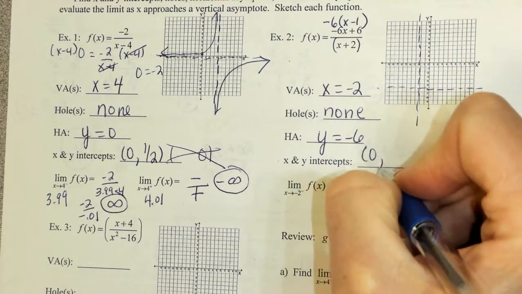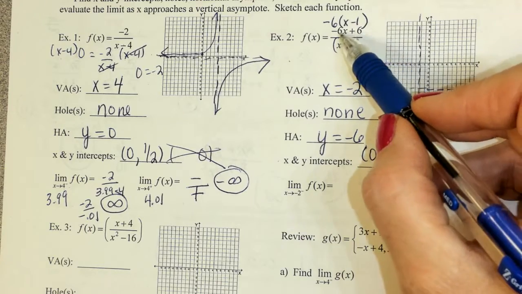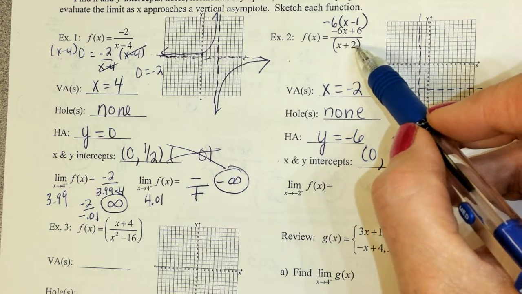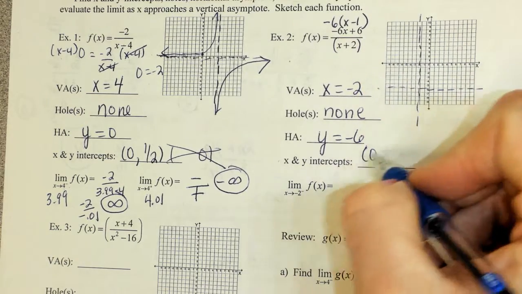I'm going to plug in 0 for x. And I can either use the original or the factored form. I'm just going to use the original. It's easier to plug into. You can do either one. 0 plus 6 is 6, divided by 2 is 3.